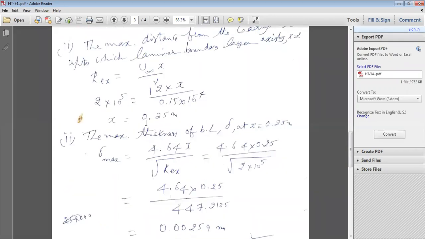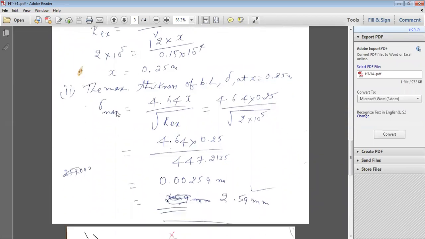So at x is equal to 0.25 meters, what is the maximum thickness of the boundary layer, delta? How do you calculate delta at x is equal to 0.25 meters? Delta maximum is the maximum boundary layer thickness in the laminar region. So delta max is equal to, what is the formula?